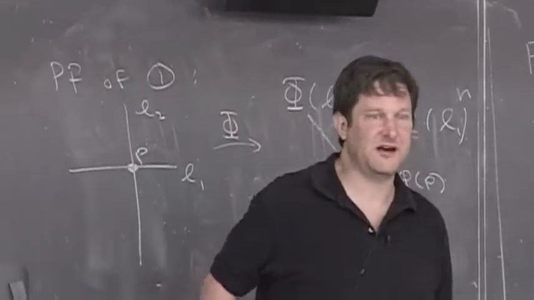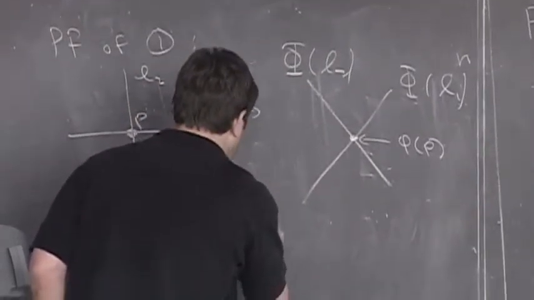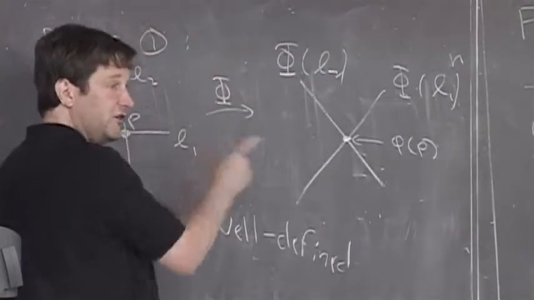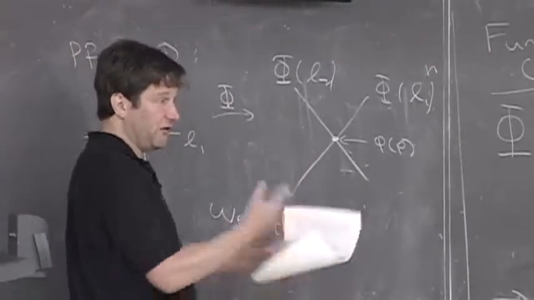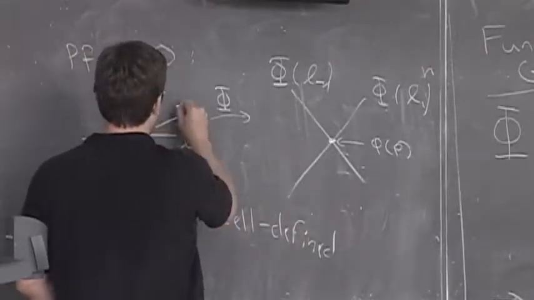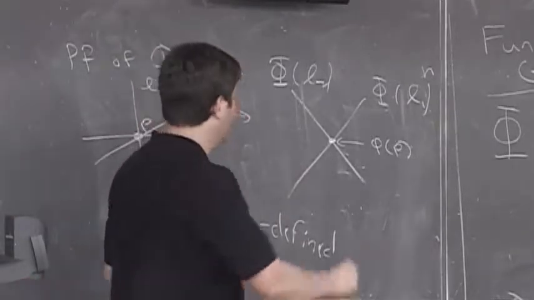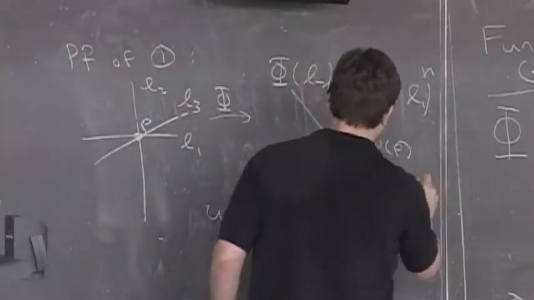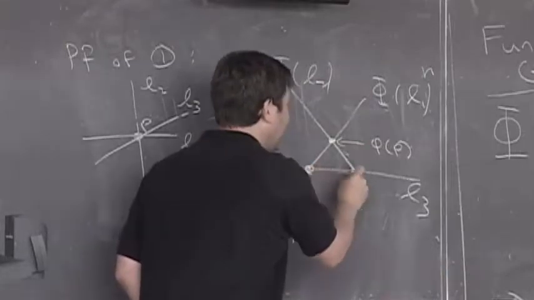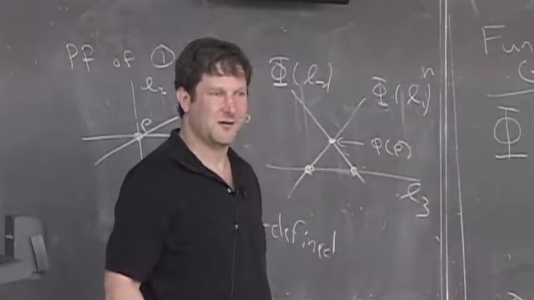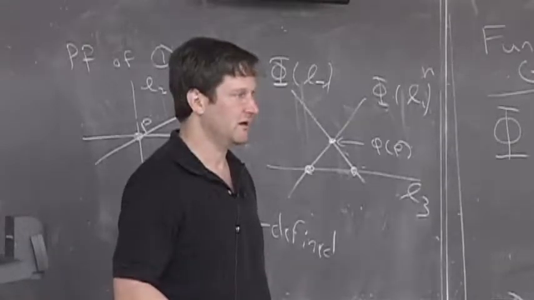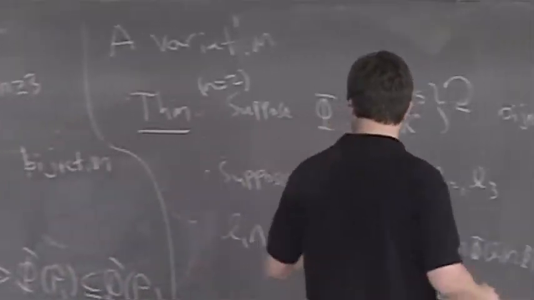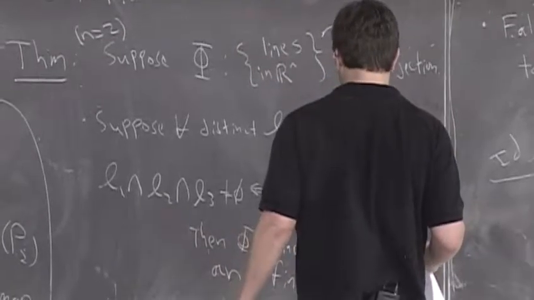But here's the problem with this definition. You need to show well-defined. In other words, suppose instead of choosing L1 and L2, you chose two different lines intersecting at this point. Well, let's just change one of them. Let's make it L3. Well, I know L3 has to intersect L2 and L3 has to intersect L1. So what if it was like this? Which of these points would you define? You see the problem? You need all three to intersect. And so you need some assumption here. And the assumption is that triple intersections go to triple intersections.